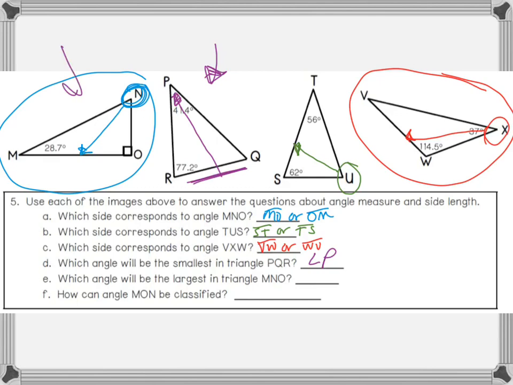Look at MNO. That's this one right here. We need the largest angle. Well, find the longest side. That longest side is right here. So that means that the greatest angle is going to be across from side MN. So that's going to be angle O. And if you look at that angle, what type of angle is that? That would be a right angle. We know it's a right angle because it has that little square inside.